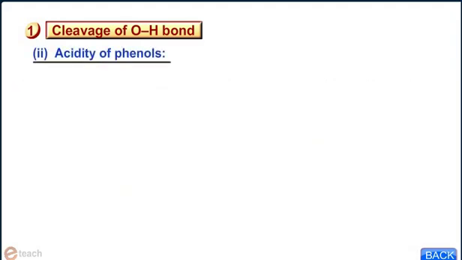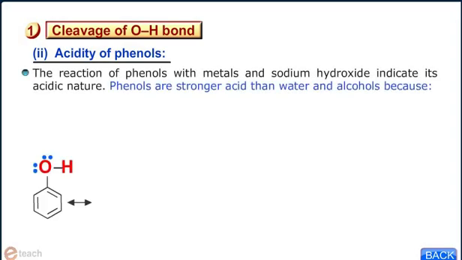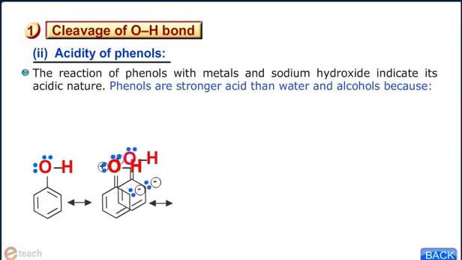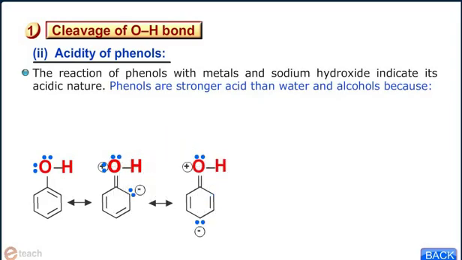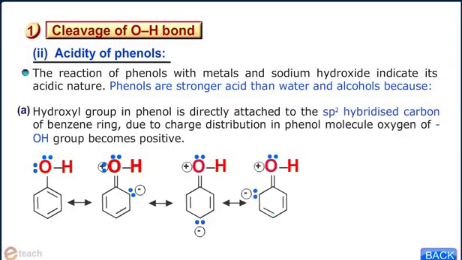The second one is acidity of phenols. The reaction of phenols with metals and sodium hydroxide indicates its acidic nature. Phenols are stronger acid than water and alcohols because hydroxyl group in phenol is directly attached to the sp2 hybridized carbon of benzene ring. Due to charge distribution in phenol molecule, oxygen of OH group becomes positive.